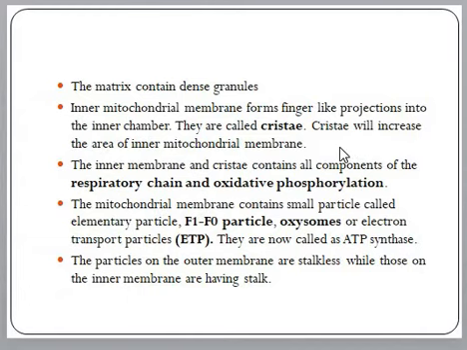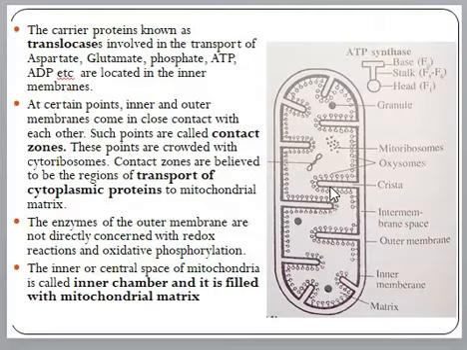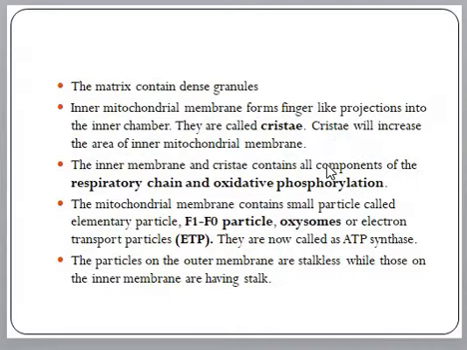The mitochondrial membrane contains stalked particles, and these are called F0 particles, elementary particles, ETS, or oxysomes. In the inner membrane, they are found to be stalked. There are reports like this: oxysomes or elementary particles are present in the outer membrane also, but they are not stalked, whereas those present in the inner membrane are stalked.